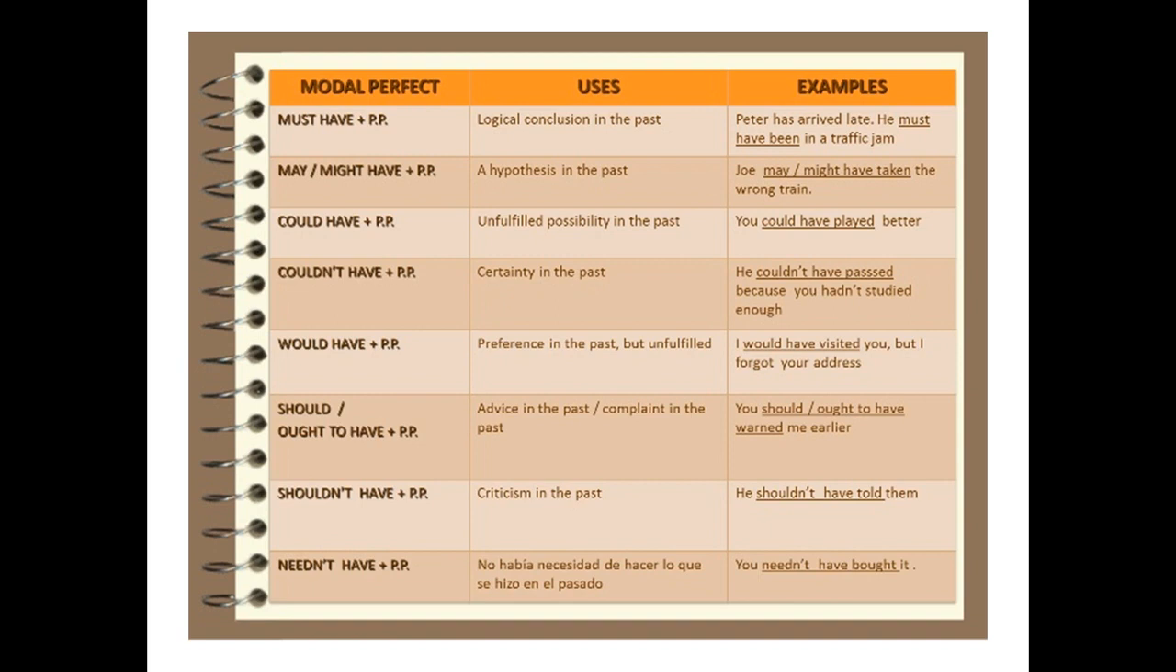Could have plus past participle. Unfulfilled possibility in the past. You could have played better. Couldn't have plus past participle. Certainty in the past. They couldn't have passed because you hadn't studied enough.